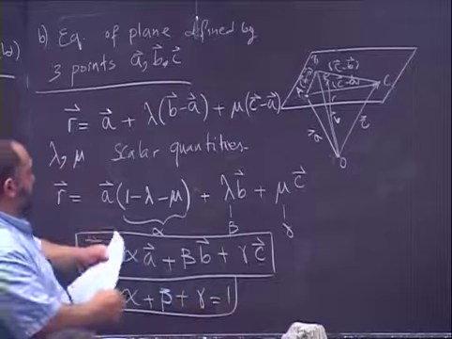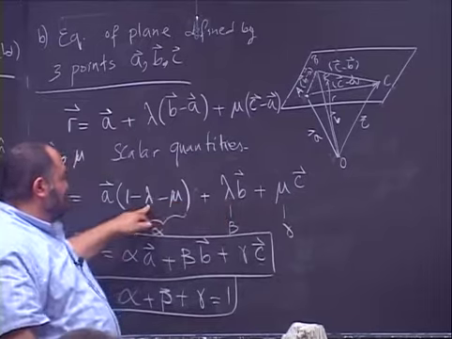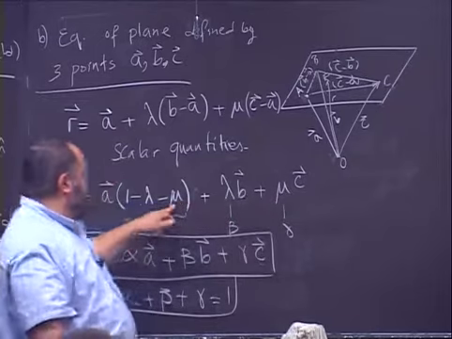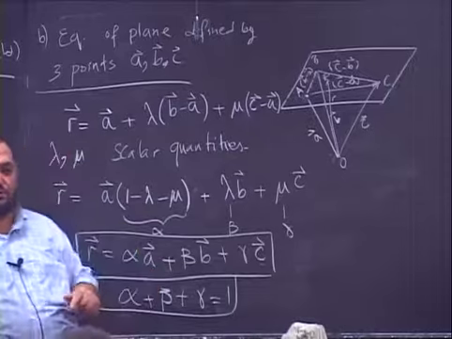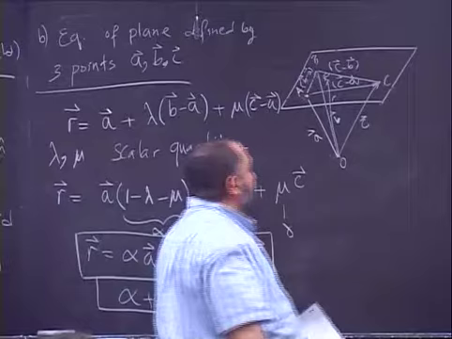Just sum here. 1 minus lambda minus mu plus lambda, lambda will cancel with lambda, and plus mu, mu will cancel with mu, and you will be left with 1. Any questions so far? Okay.